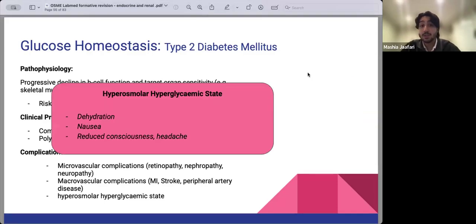In type 2 diabetes, you get this hyperosmolar hyperglycemic state where low insulin leads to very, very high glucose levels, which leads to a lot of urination. You get very dehydrated, but you don't get ketones. So it doesn't actually become an acidosis.